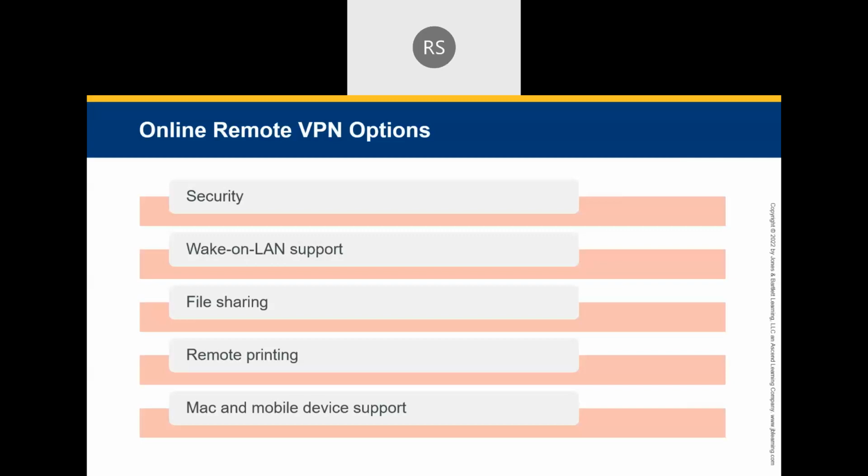Now, support for Mac and mobile devices is important for ensuring compatibility and accessibility across different platforms. So many VPN providers offer dedicated client applications, whether it's for the Mac, iOS, Android, or other mobile operating systems.